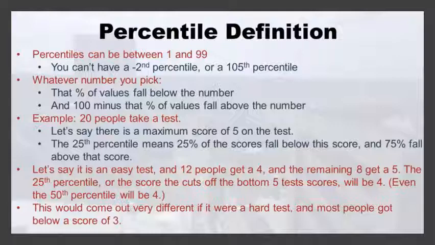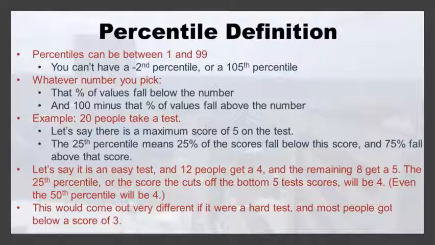You cannot say negative second percentile or negative 3 percentile, nor can you go higher than 99. You can't say that was the 105th percentile, or you fall within the 300th percentile. That doesn't exist, okay? We can't do that. Next, whatever number you pick as your percentile, that percent of values will always fall below that number.